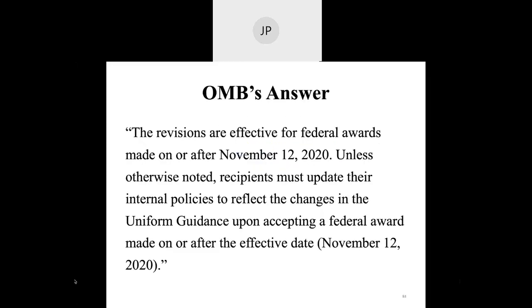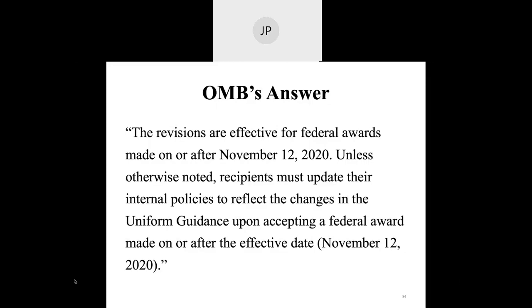And they answered with yes. You must update your internal policies and procedures to reflect the changes in the uniform guidance upon accepting a federal award made on or after the effective date.